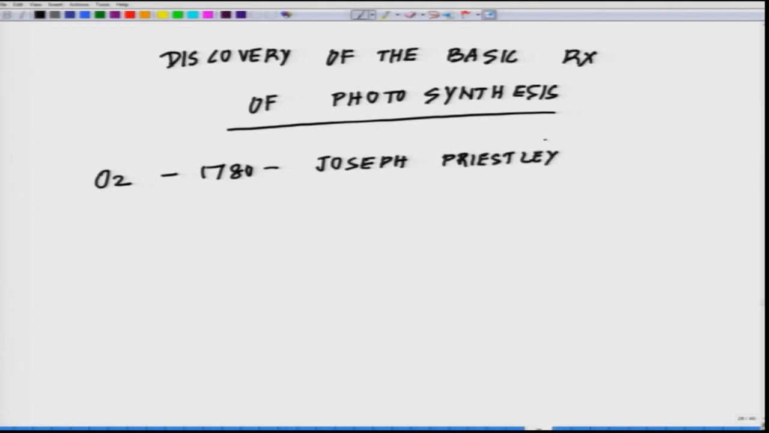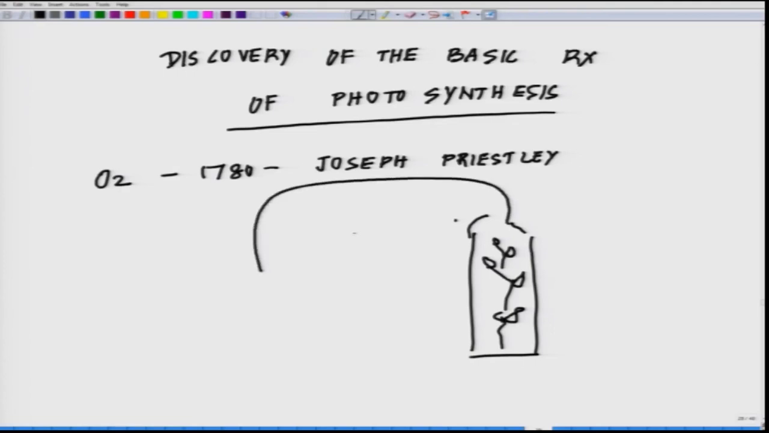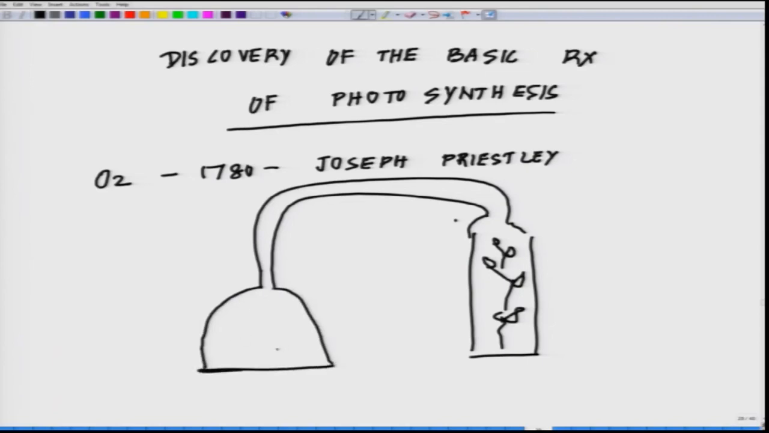So, Joseph Priestley basically found that the plants could restore air which has been injured by the burning of candles. Basically, in a simple experiment, whatever is coming out from the plant could help life to survive. Okay. So, Priestley has this classic experiment where you have, say for example, a green plant growing in a chamber, and this is connected to a bell jar where you have an animal surviving. Essentially the plant is giving away oxygen and this oxygen is helping this animal to survive.